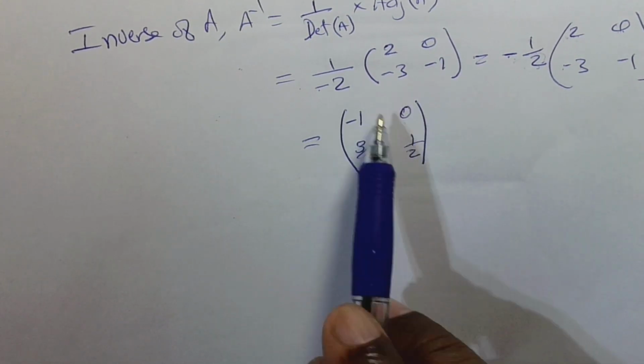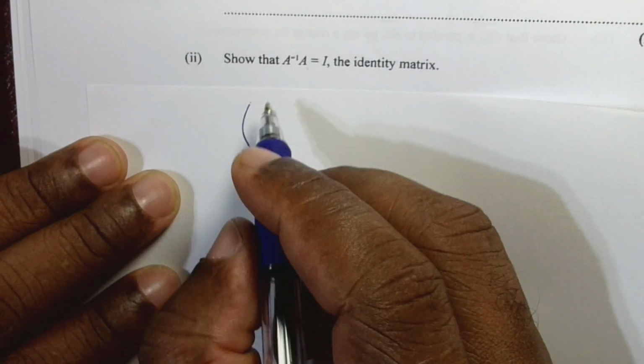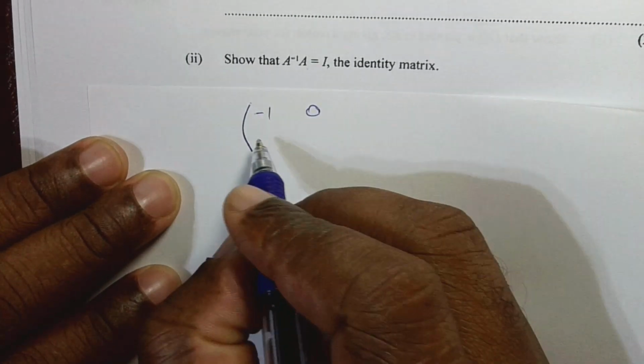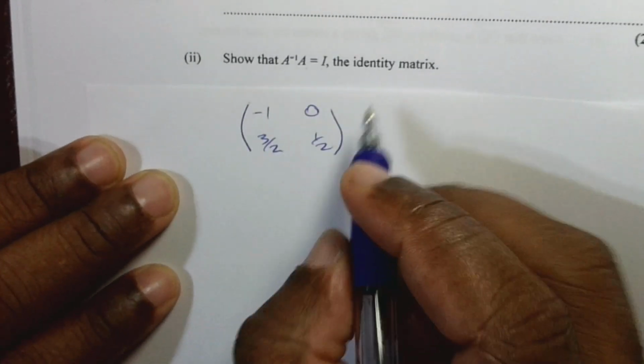Let us use this one. Alright, so we'll put the A inverse first, which is -1, 0, 3/2, and 1/2. That's A inverse.